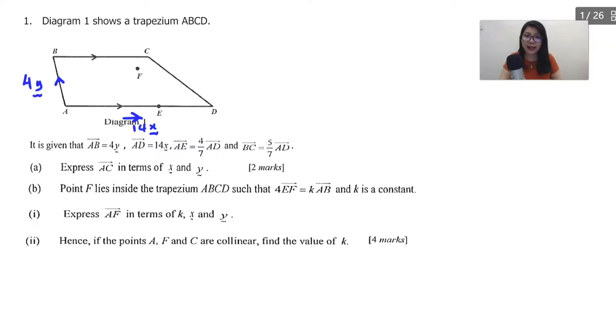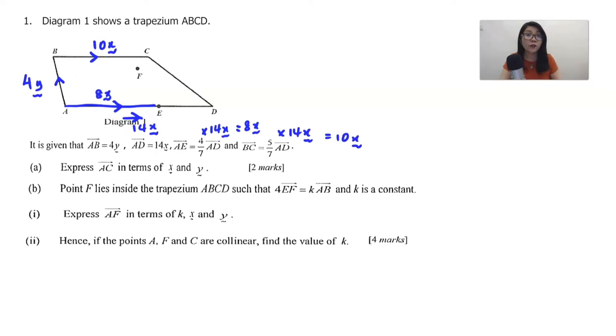Then what is AE? AE is 4 over 7 of AD. So AE is over here, from A go to E, and it's 4 over 7 of AD. AD is given as 14x, so 4 over 7 times 14x, and then we'll get 8x. So this is 8x. What is BC? BC is 5 over 7 of AD. AD is 14x, so it's equal to 10x. Therefore, BC is equal to 10x.